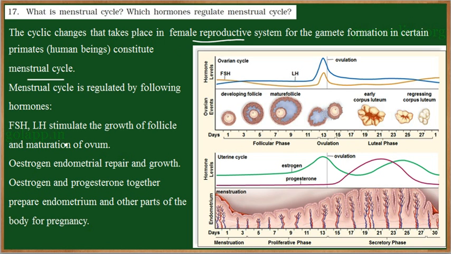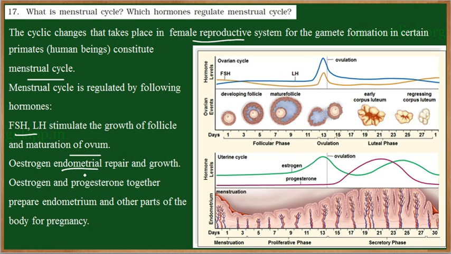Now this is regulated by hormones which are released by the pituitary gland. The hormones are follicle stimulating hormone and luteinizing hormone. These hormones are required for gametogenesis to take place, the formation of the ovum, and also for the development of the endometrium within the uterus.